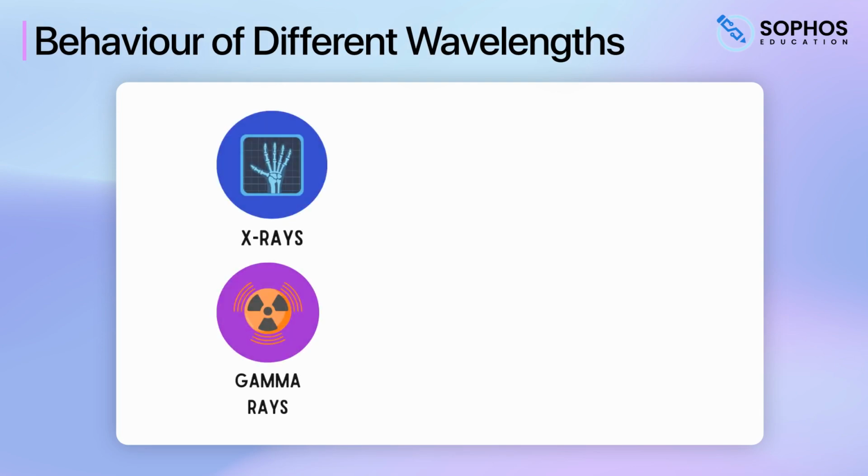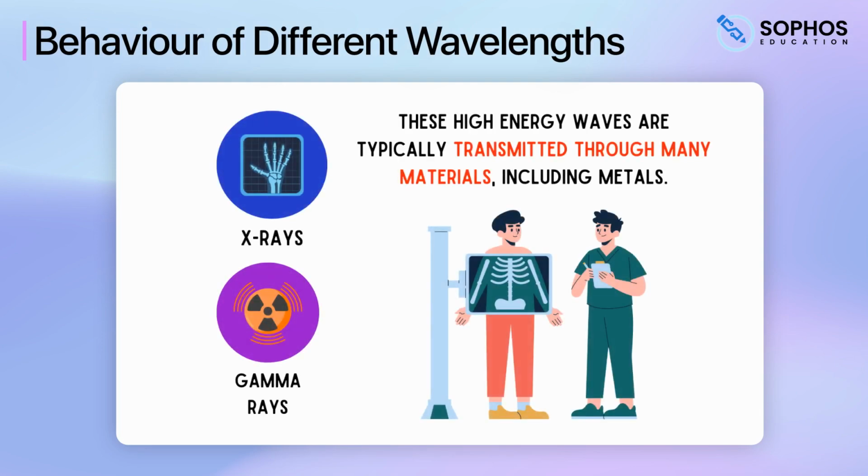Finally, we have X-rays and gamma rays. These high-energy waves are transmitted through many materials, including metals. This property is utilized in medical imaging, such as X-rays, where the radiation passes through soft tissue but is absorbed by denser materials like bone, creating a clear image of the skeletal structure.